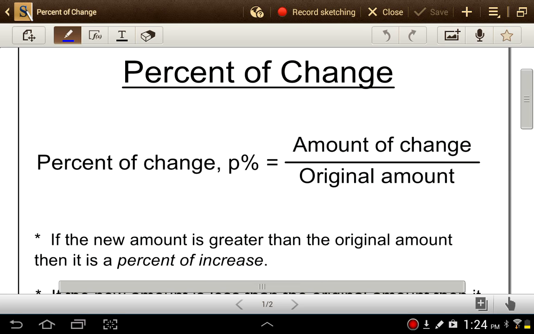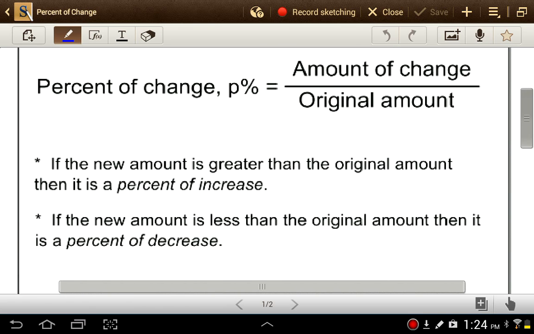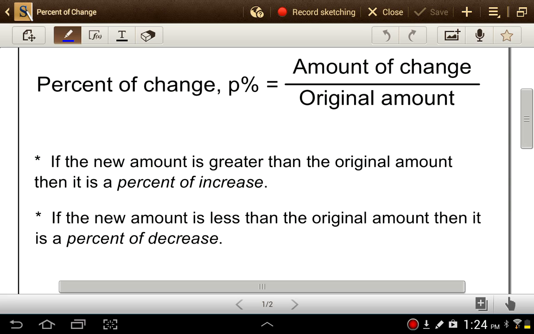Now you could have a percent of increase or a percent of decrease. How's that? Well, if the new amount is greater than the original amount, that would be a percent of increase. It went up. If the new amount is less than the original amount, then it is a percent of decrease. That means it went down. You do need to identify which kind of percent it is. And then again, to find that, you take the amount of change divided by the original amount.